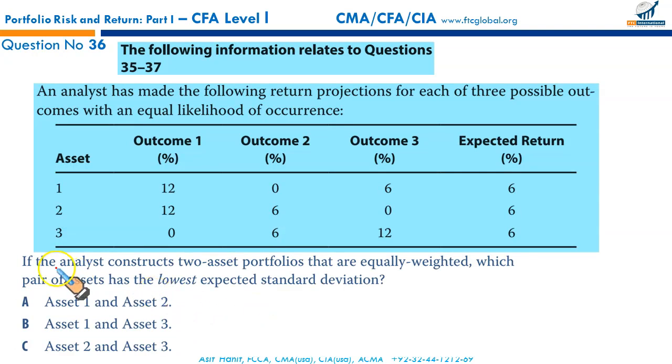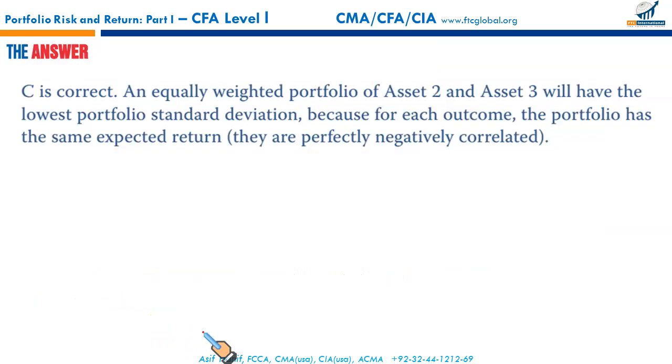Next, question 36. If the analyst constructs two assets portfolios that are equally weighted, which pair of assets has the lowest expected standard deviation? We have just learned that asset 2 and 3 are perfectly negatively correlated. So combining these will lower the risk. It will offer the lowest expected standard deviation. So we will compose these 2 and 3 in our portfolios. That makes C the correct option.